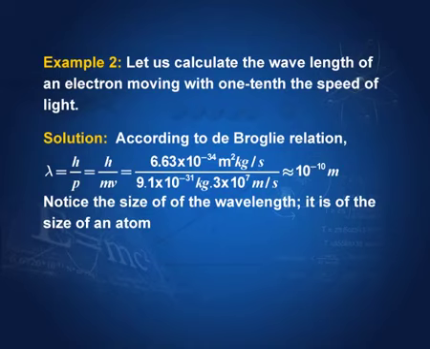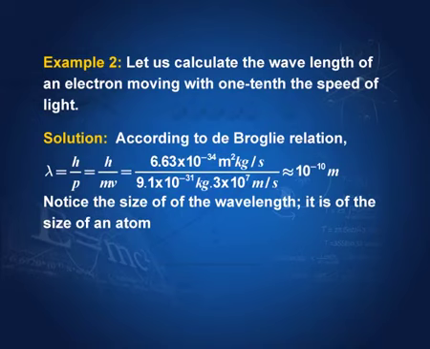Let us take an example. Let us calculate the wavelength of an electron moving with 1/10 the speed of light. Solution: let us use the de Broglie relation, lambda is h by p, p is mv, and m of course we know, for the electron it is 9.1 into 10 to the power minus 31 kilograms, and velocity is 1/10 of the velocity of light, so 3 into 10 to the power 7. If we plug in the numbers, we get the wavelength of the electron with this kind of energy to be equal to 10 to the power minus 10 meters.